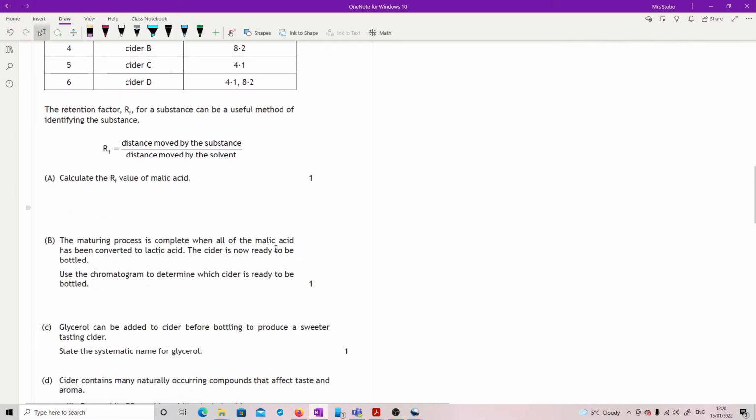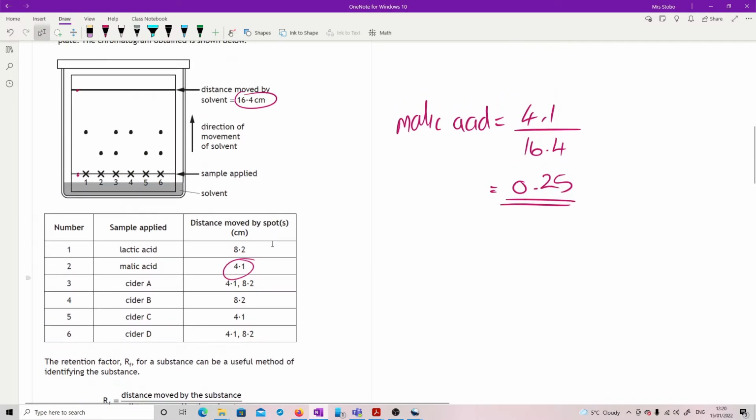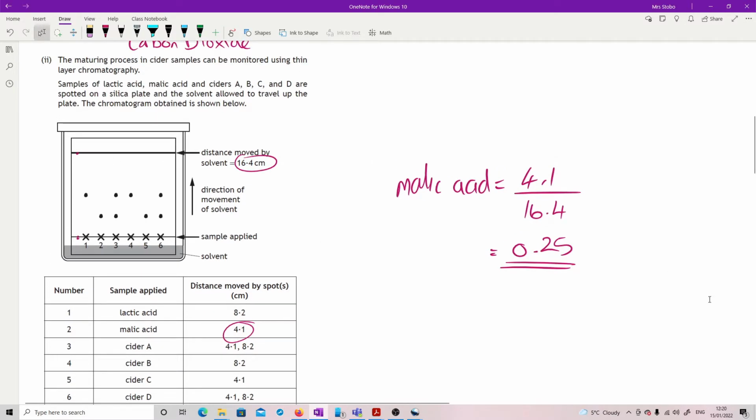The maturing process is complete when all of the malic acid has been converted to lactic acid. Cider is now ready to be bottled. Use the chromatogram to determine which cider is ready to be bottled. Sorry for the flicking back and forward between.